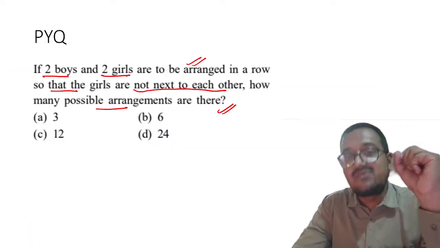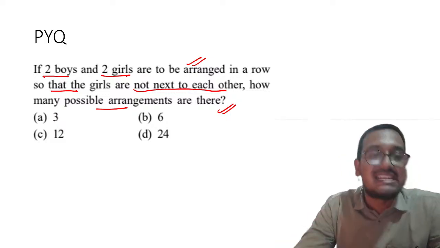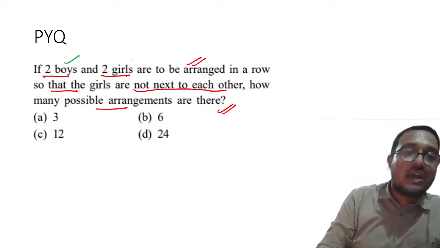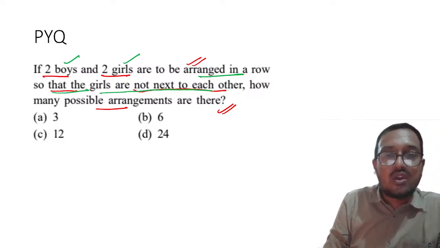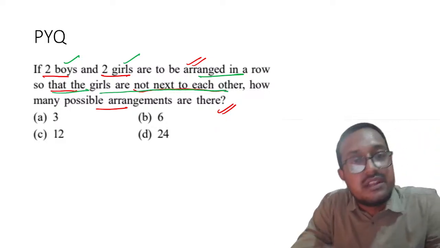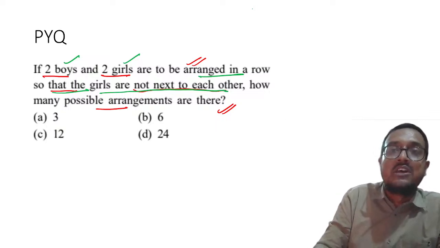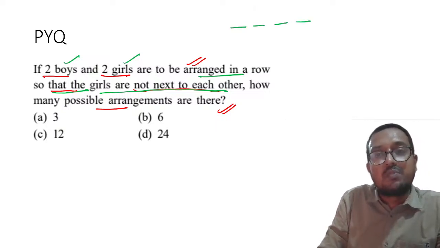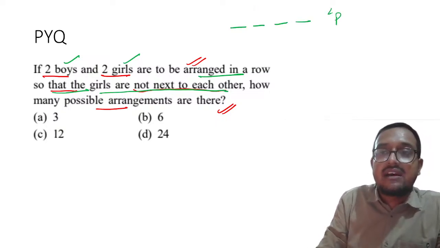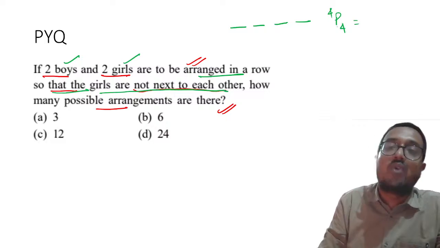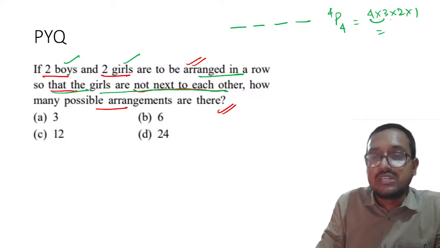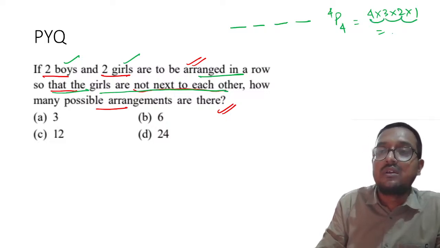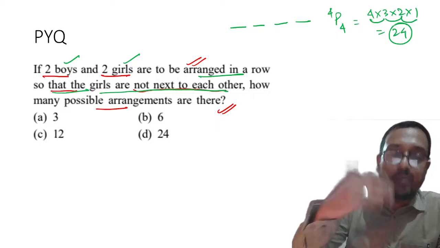Right? Now this is one of the tough questions, for instance. Why? Because 2 boys and 2 girls are to be arranged in a row so that girls are not next to each other. See, my dear students, here 2 girls and 2 boys are to be arranged. So what I can do is put 4 people in 4 places and arrange them in whatever way I want. So that will become 4 into 3 into 2 into 1, right? 4 threes are 12, 12 twos are 24. So 24 is the total possibility.